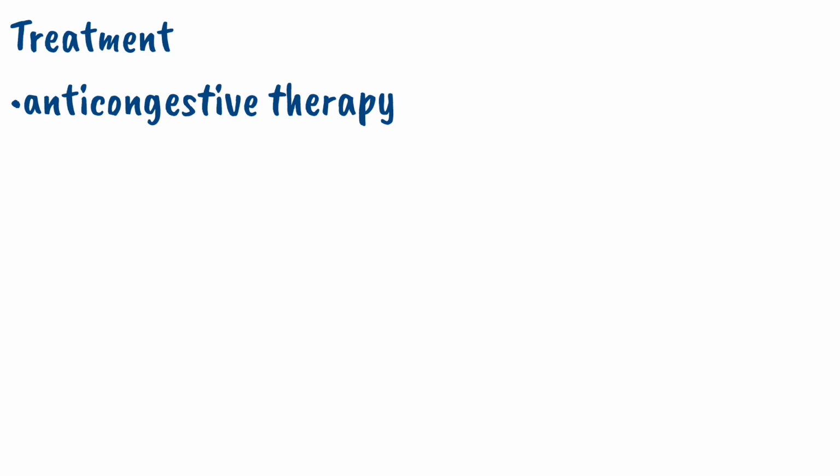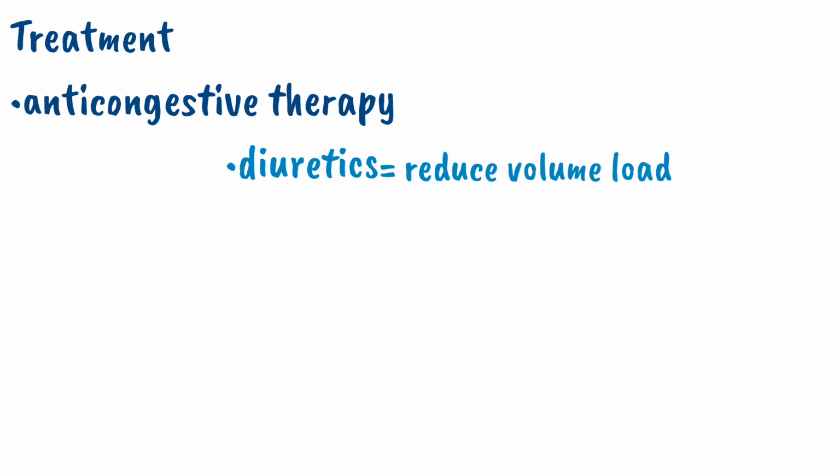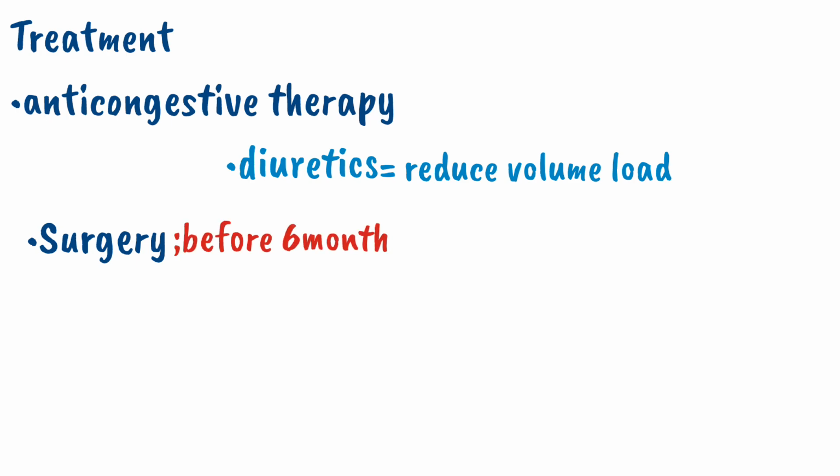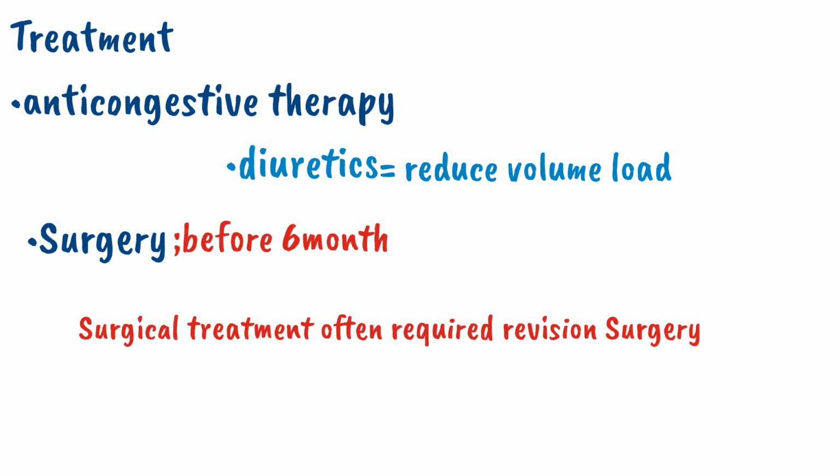Now let's come to the treatment. To treat truncus arteriosus, the first-line treatment is anti-congestive treatment. The patient will develop congestive cardiac failure, so treat it with diuretics for the high volume flow. The second option is surgery. Surgery for the high flow state should be done before 6 months, but this surgery usually requires a revision surgery later in life. So that was all about truncus arteriosus.